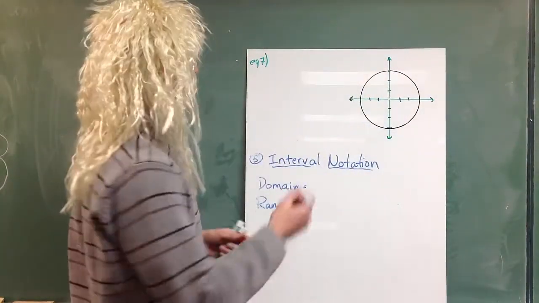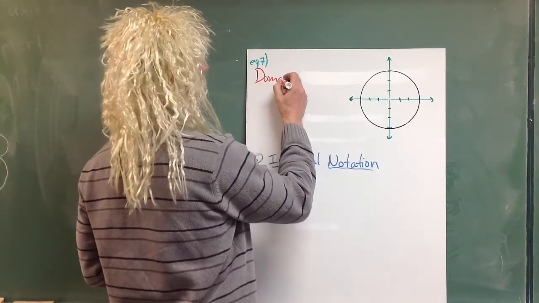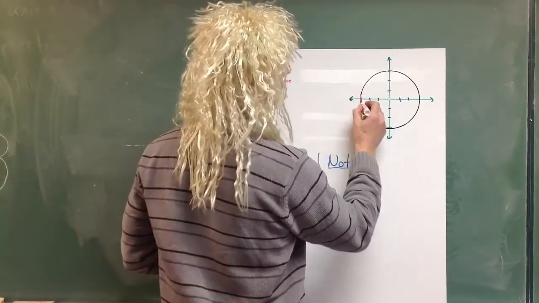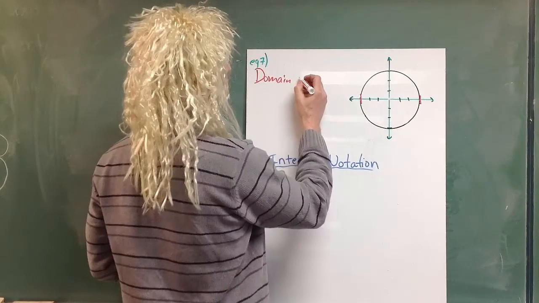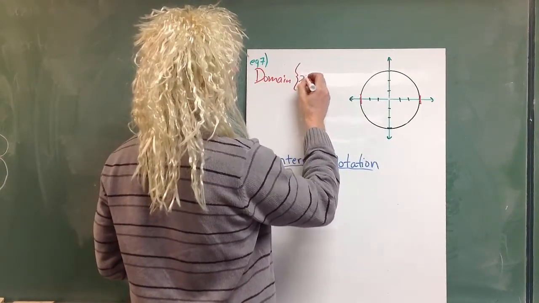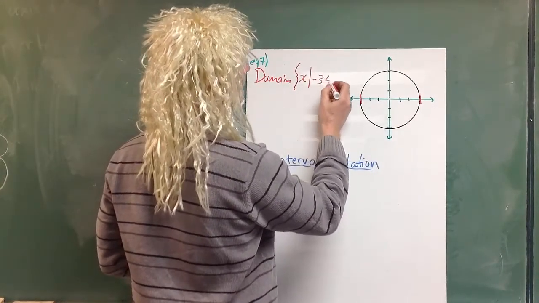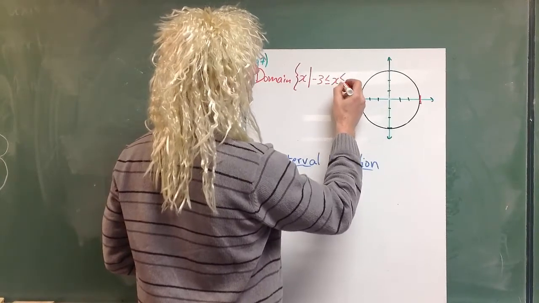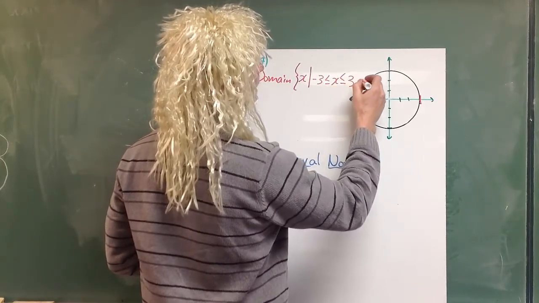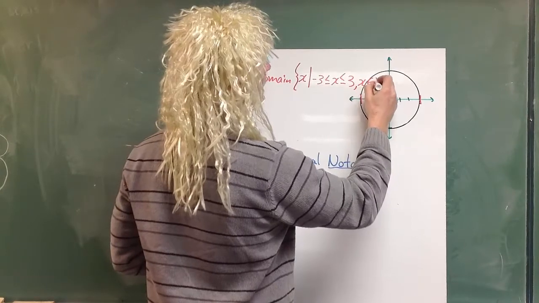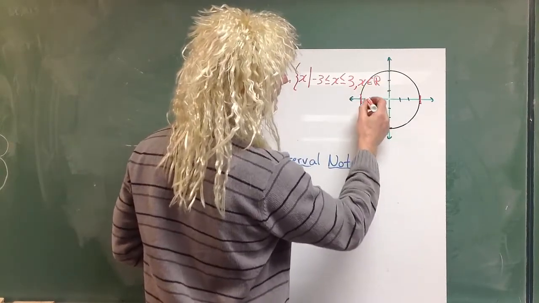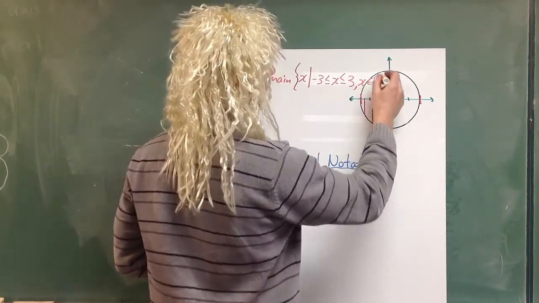Okay, here's the last example. So my domain is going from -3 to +3. So, curly brackets, x such that -3 is less than or equal to x is less than or equal to +3. And x is in the set of reals because it's a continuous line. It has values for all these things here.